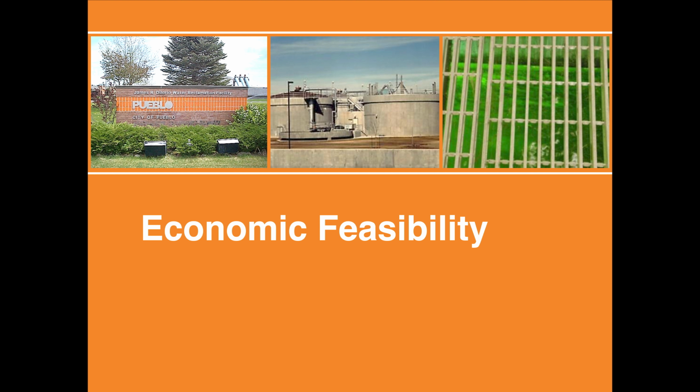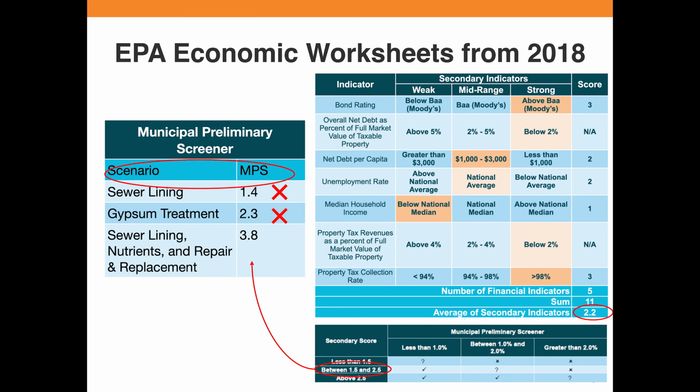So, economic feasibility. What this is looking at is how much capacity the city of Pueblo as a whole, for ratepayers, has to pay for treatment. The way the EPA does this is to look at these worksheets. So are we strong? Yes. Do we have a certain debt per capita, median household income, property tax?